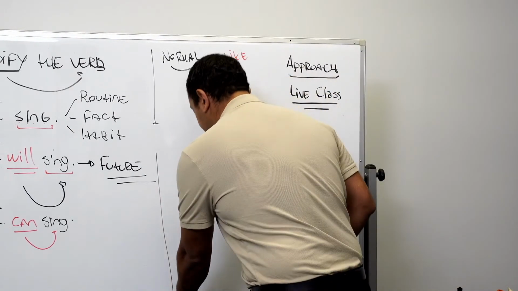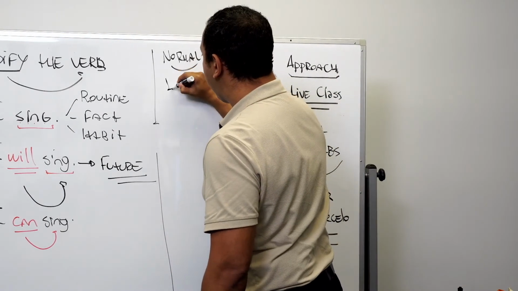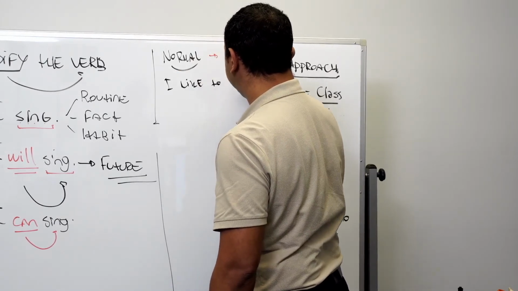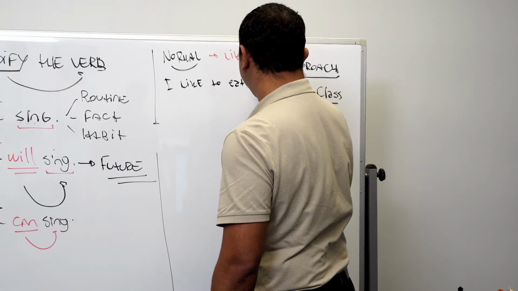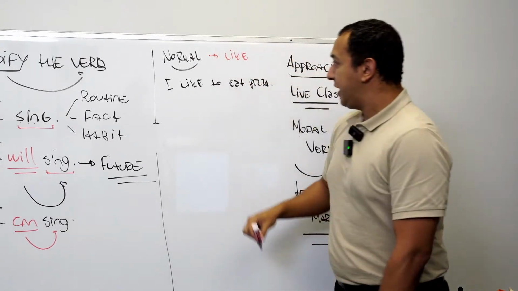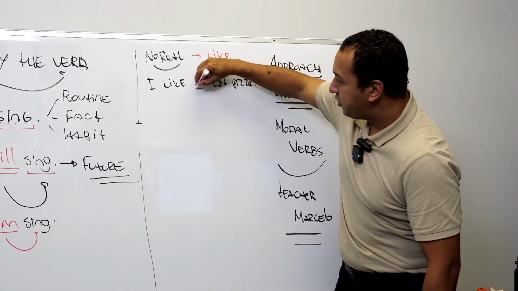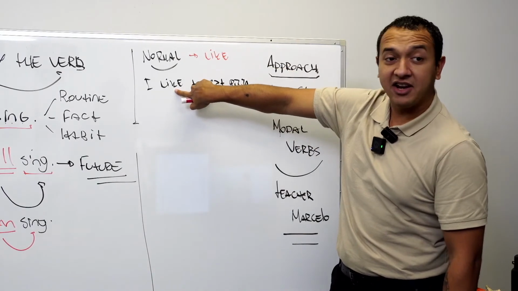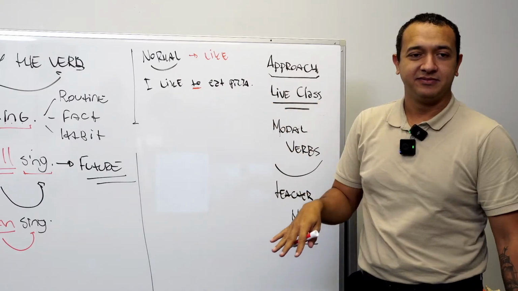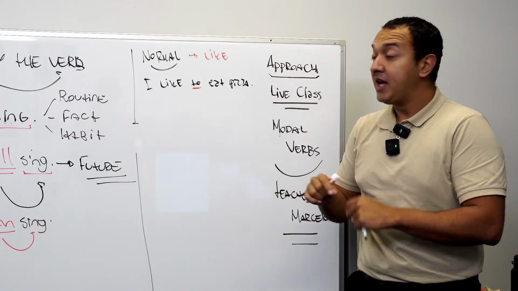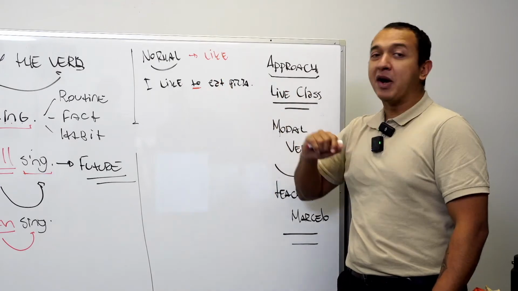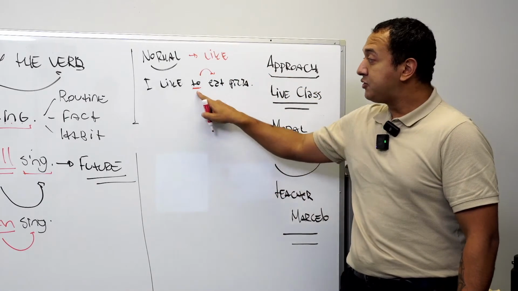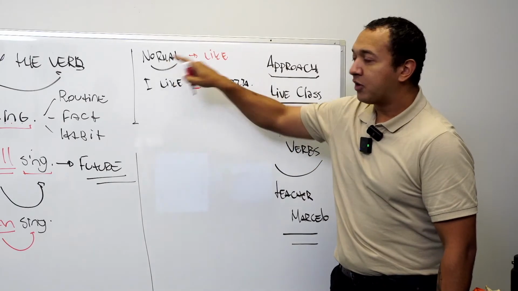For example, look at this. I like to eat pizza. I have to use to in this case. Why? Because I have two verbs. I cannot say I like eat pizza. There is something missing there. What is missing? The particle to make the infinitive here. I use to because like is a normal verb.